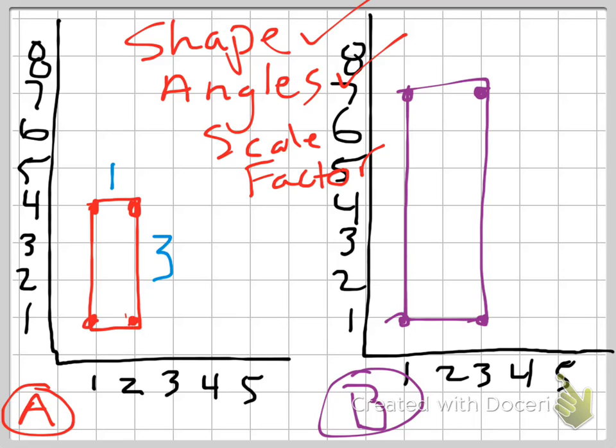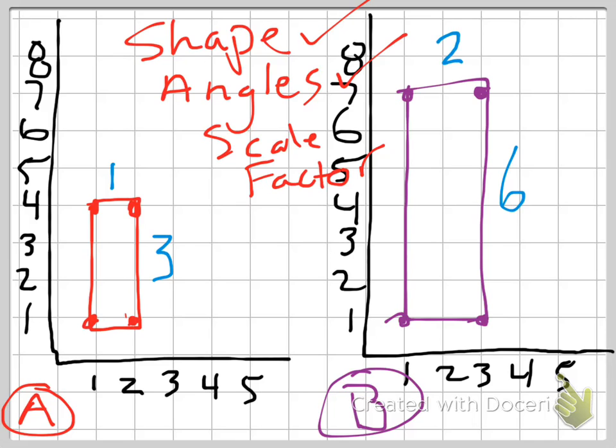So I know that in this case I have a rectangle that is a 1 by 3 rectangle. I want to do the same thing with my other shape, and so I'm going to measure the top is 2, and I'm going to measure the side, which is 1, 2, 3, 4, 5, 6. I have a total of 6 on that side. And now I want to know what my scale factor is.